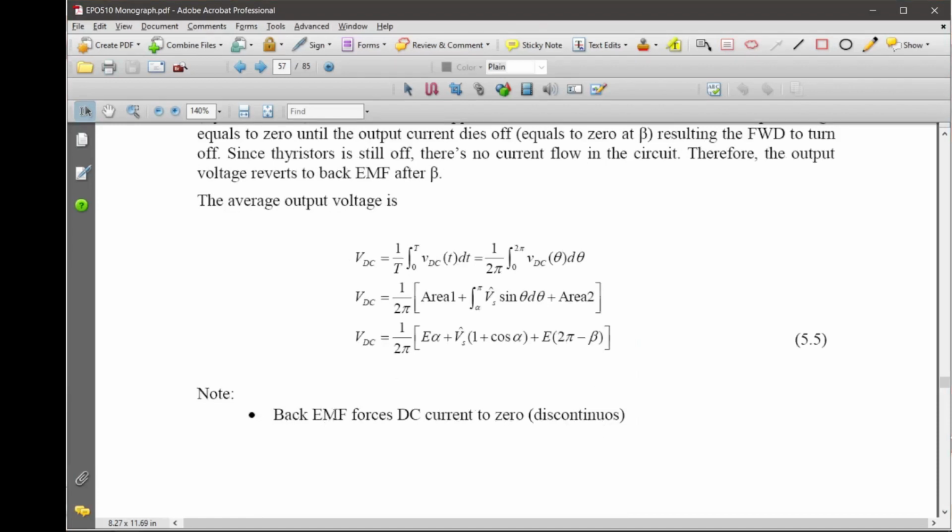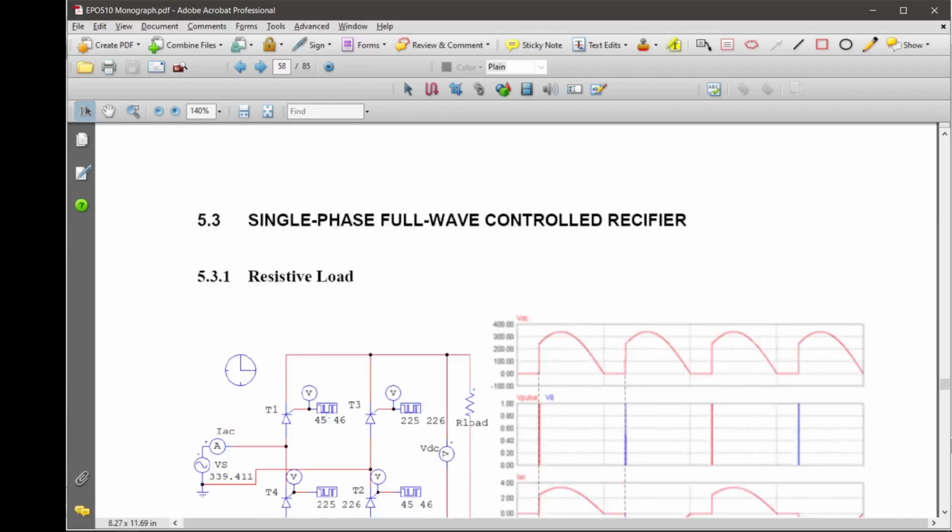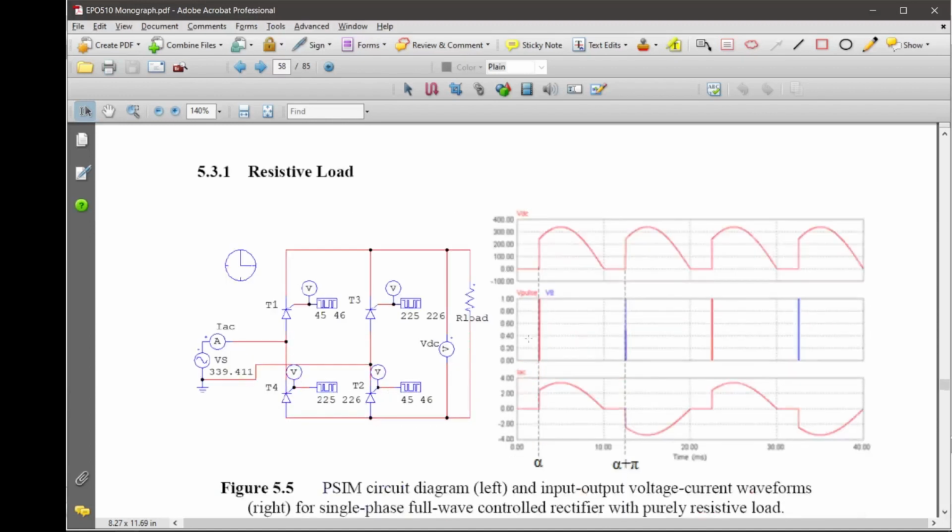So that back EMF opposes the DC current, and that's why it goes to 0. Okay, so now we look into the single phase full wave controlled rectifier. In this case, we start with a resistive load.